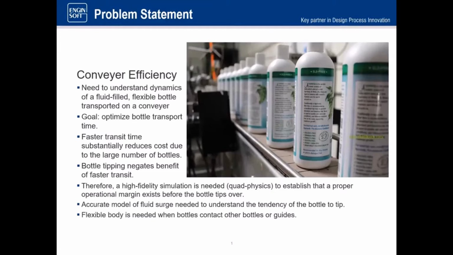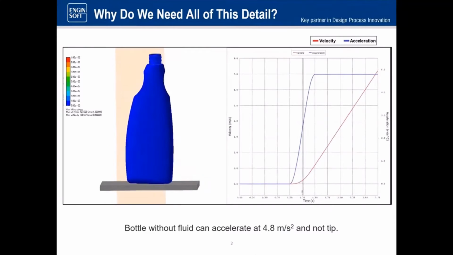As you can guess, this will be based upon RecurDyn, and we'll also be looking at Particleworks for the fluid, and that will allow us to understand the surge that may occur due to the fluid moving around when the bottle is under acceleration. And then we're going to use the full flex capability in RecurDyn as well, and we'll be reviewing all that. But this is what we want to get to.